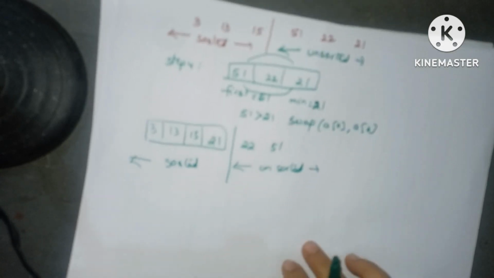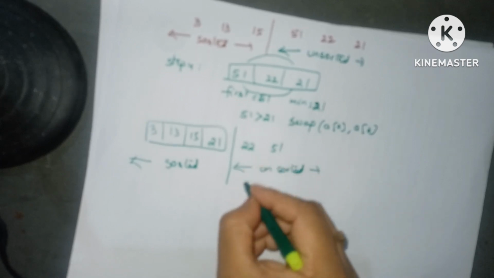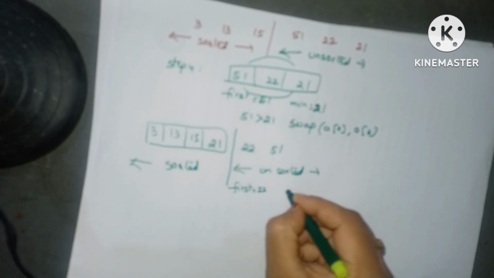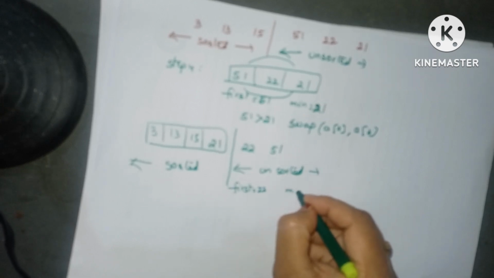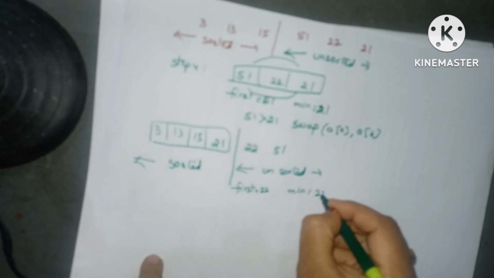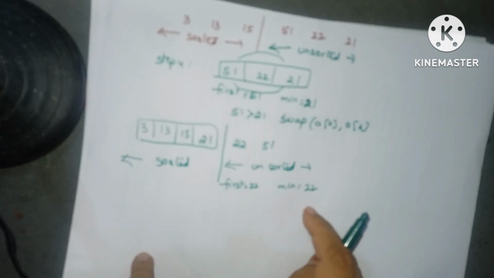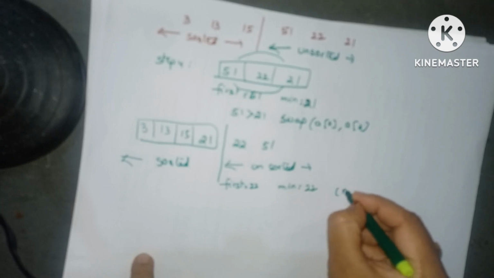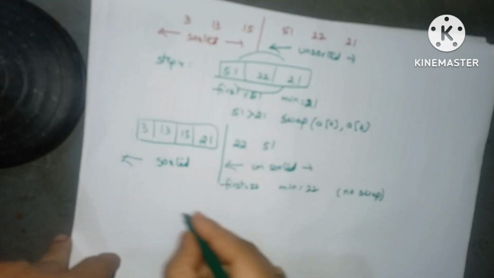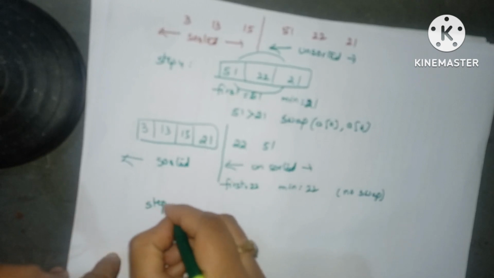These elements are already in order, but you have to check again. This is the first element. The first element is 22 and the minimum element is also 22. Whenever the first element and minimum element are both the same, there is no swap. So, this is step 4, and this is now step 5.